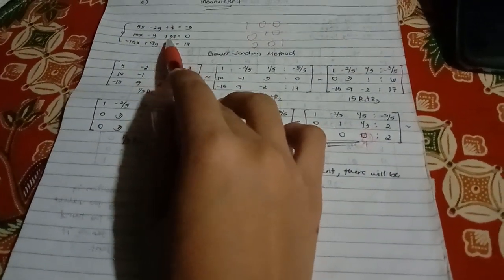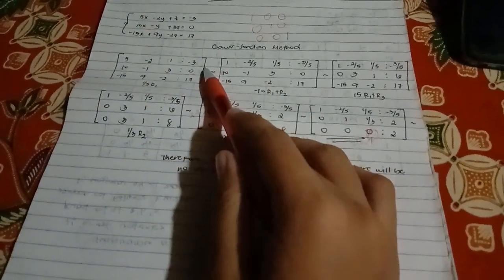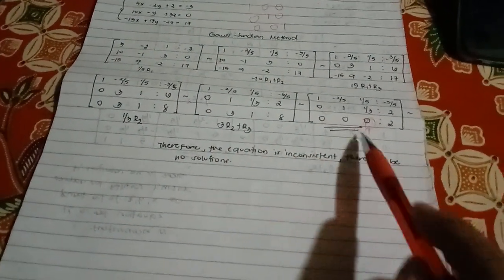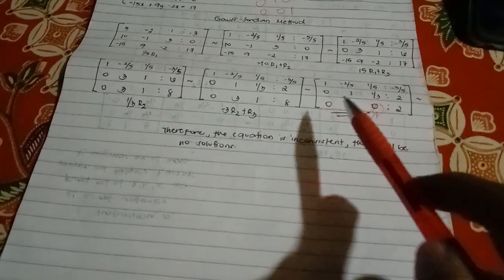So therefore, this equation is inconsistent because it has no solution. So we cannot proceed. It is 0, 0, 0. As you can see in the third row, we cannot proceed, or we cannot identify the values of x, y, and z. So therefore it is not consistent.